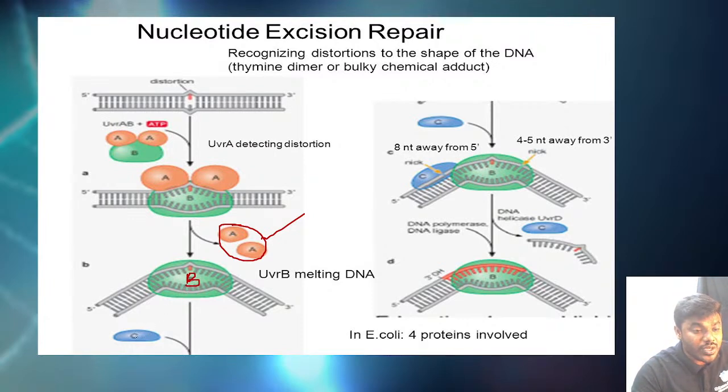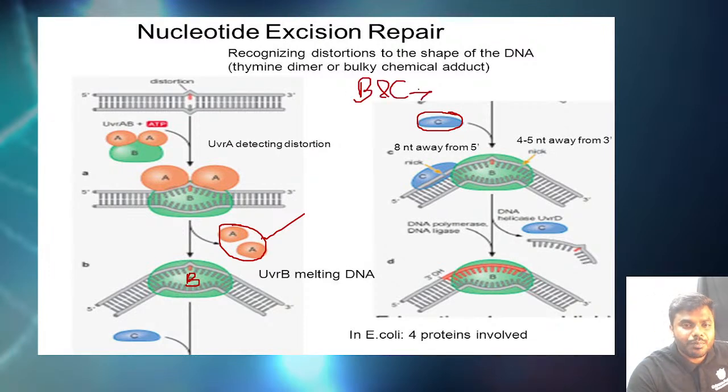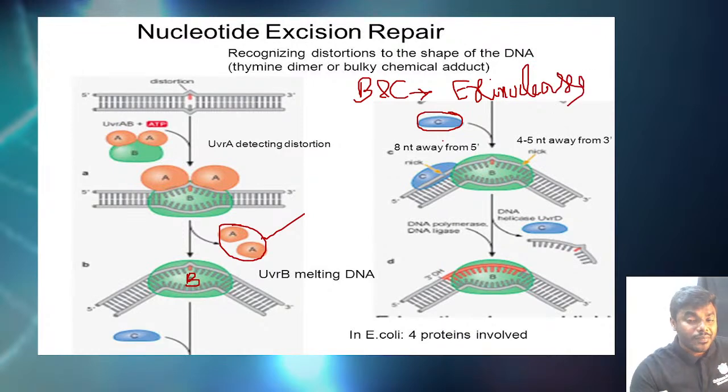Now friends, UVRB is recruiting what friends? UVRB is recruiting the UVRC. Now all the students listen to me. UVRB, listen to me carefully. UVRB and UVRC together we will be calling them as the exonucleases. I already told you, no, they will cut the two phosphodiester bonds at a time.